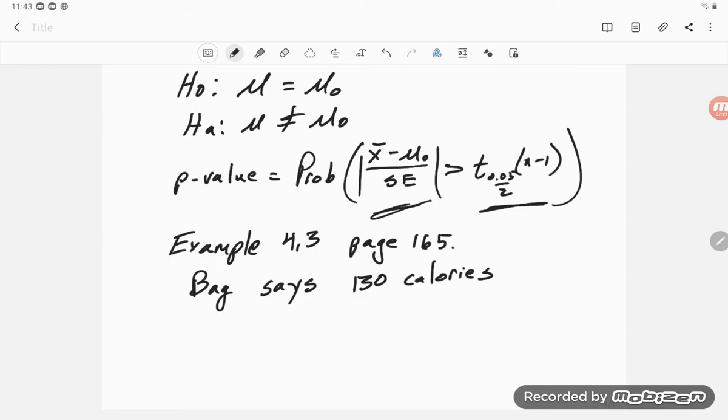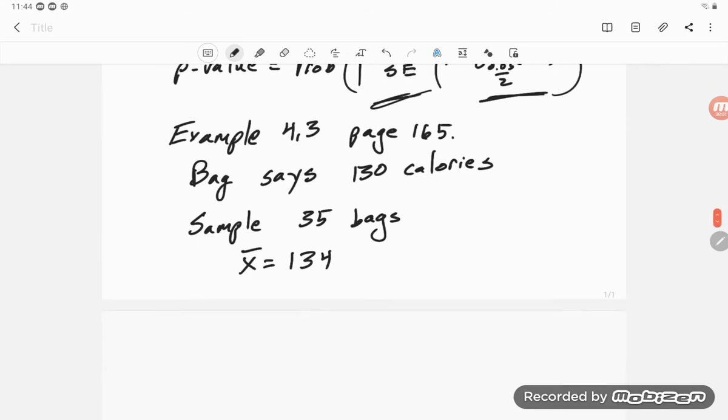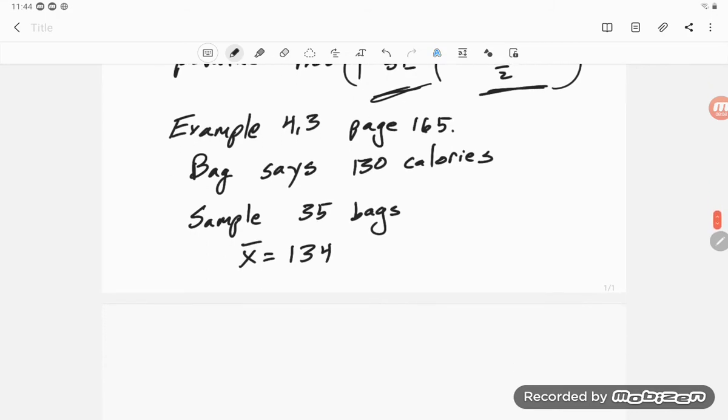And 10 grams of fat and so forth, but this is only looking at the calories. Okay, so they sample 35 bags and get an x bar from those 35 bags of 134 calories. And they tell us that the standard deviation is 17 calories.